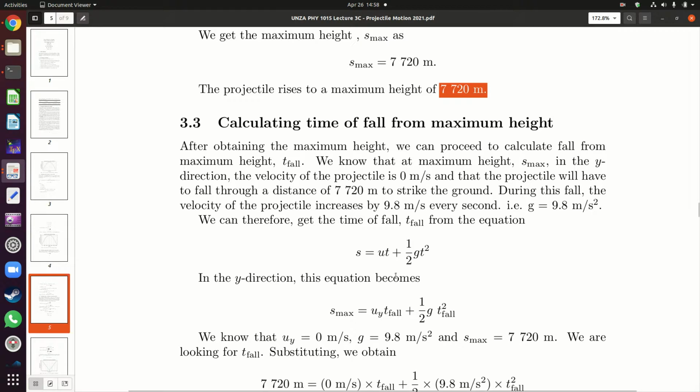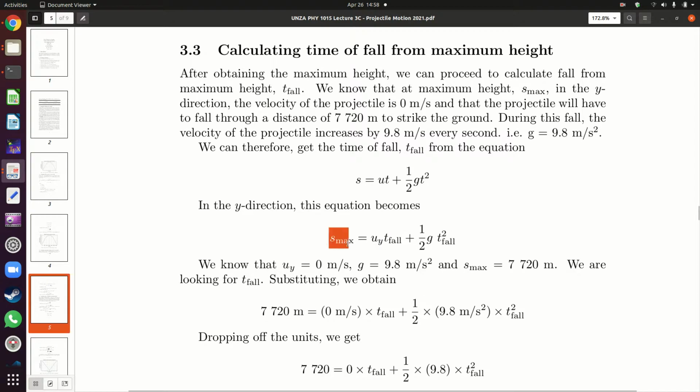So in this case, we use this expression, S max equals ut plus half gt squared. Since we are only looking at what's happening in the y direction, the distance is S max, so we assume it's going to fall through the same height as the maximum height. Then S max equals uy, the initial velocity at maximum height, multiplied by t4, which is the fall time, plus half g, the acceleration as this particular thing is falling from maximum height, multiplied by t4 squared. So when we substitute for S max, we have got 7,720, that's what you have here.